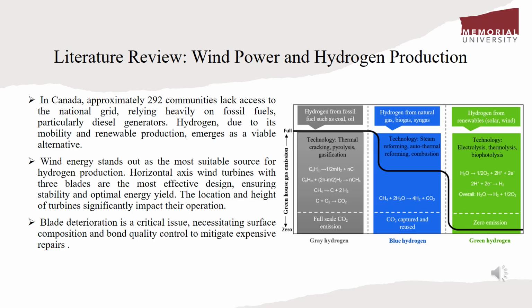Secondly, wind emerges as the most promising source of hydrogen production due to its renewable nature. The design of a horizontal axis wind turbine with three blades is found to be most effective, balancing stability and energy yield. In addition to that, critical considerations such as location and height are pivotal factors influencing the efficiency of wind turbines. Moreover, blade deterioration poses significant challenges, emphasizing the need for surface composition and bond quality control.